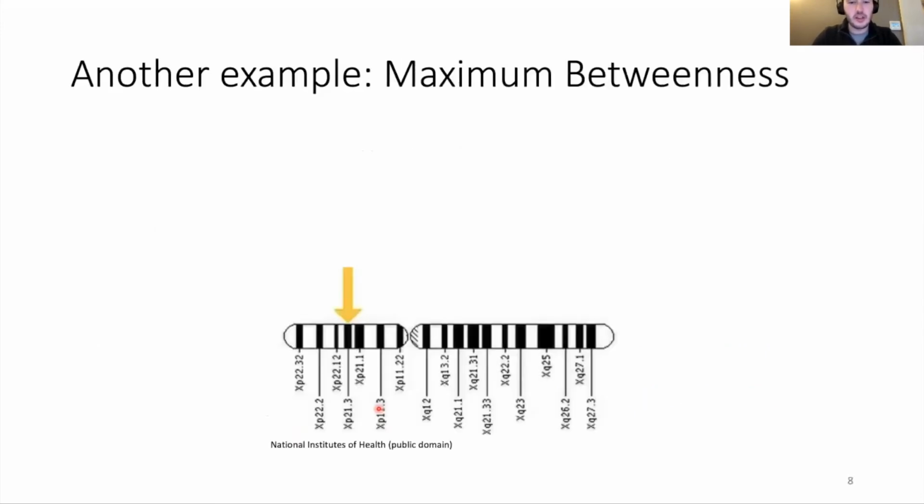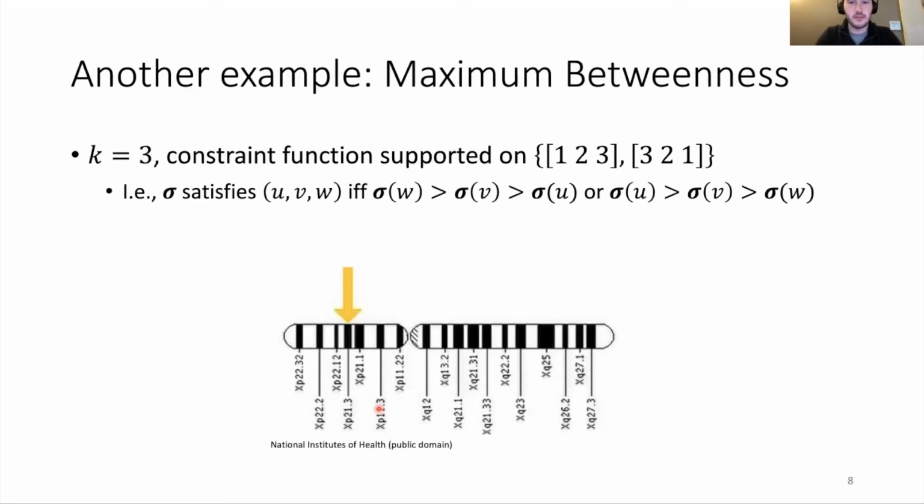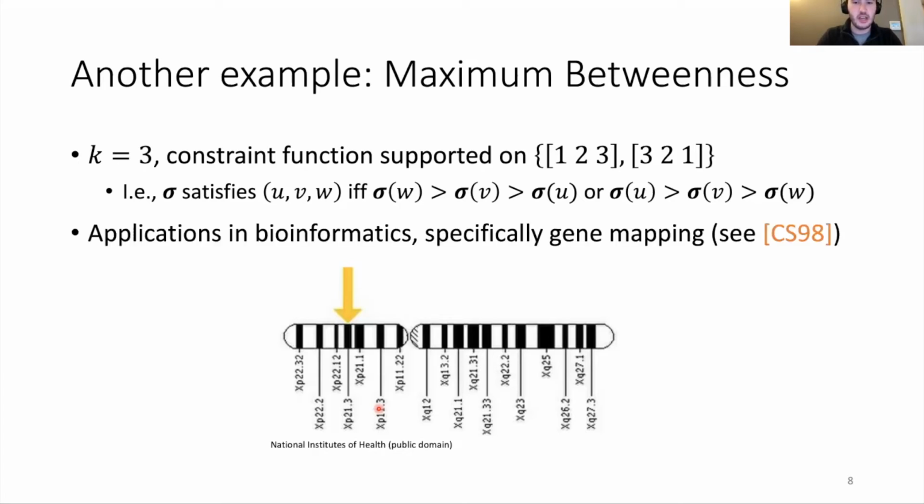Okay, so another example of a problem which fits the max OCSP framework is called the maximum betweenness problem. So in this case, it's a 3-ary OCSP. The support of the function pi is the 2 permutations, 1, 2, 3, and 3, 2, 1. So in other words, an ordering sigma will satisfy a constraint (u, v, w) if and only if sigma of v is in between sigma of w and sigma of u.